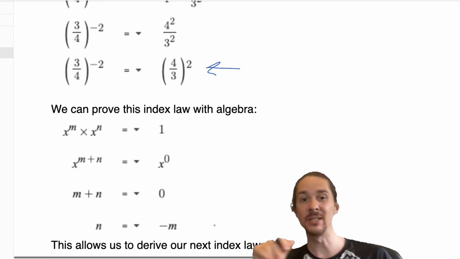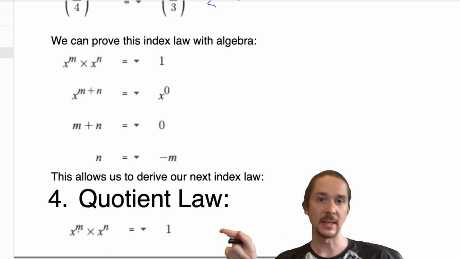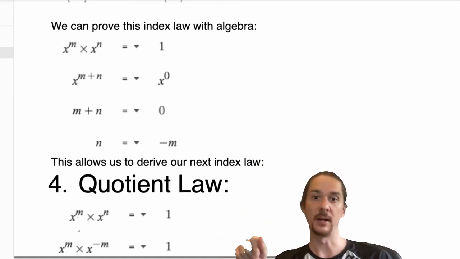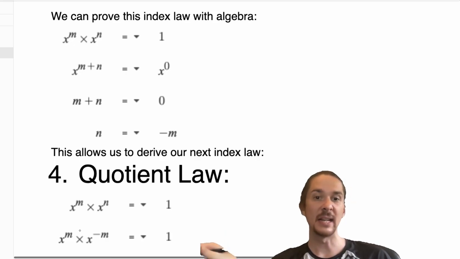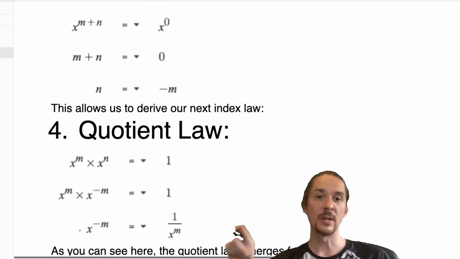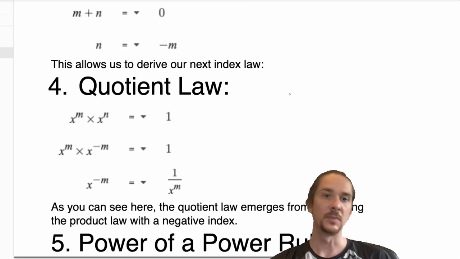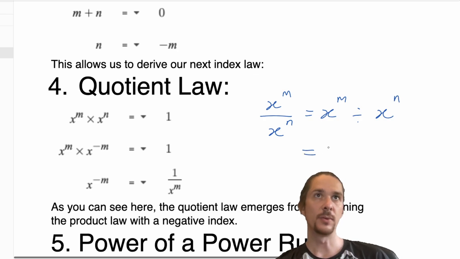This actually segues into our next index law, which we call the quotient law. If we have x to the m times x to the n equals 1, familiar, we've got it just up there, but we use our conclusion. We know for this to be true, n must be negative m. That means x to the m times x to the negative m is equal to 1. And so now we can get this conclusion here. The quotient law should say, if you have x to the m over x to the n, which is the same as x to the m divided by x to the n, this will be equal to x to the m minus n. How do we know this?